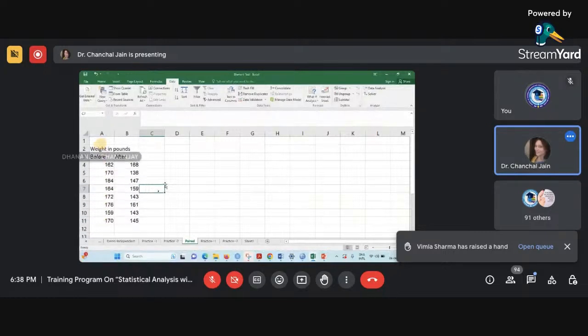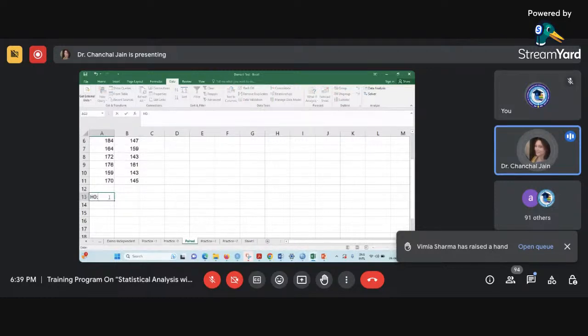Yes, ma'am. So now we want to see whether the diet plan taken by the people is effective. Before taking that plan, what is their weight in pounds, and now after taking that, what is the weight in pounds. So these are the pounds given. Now we want to check whether the diet plan is effective or not. So firstly, we need to write the null hypothesis.